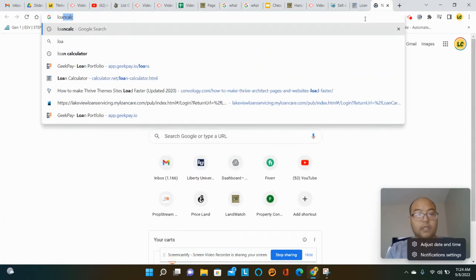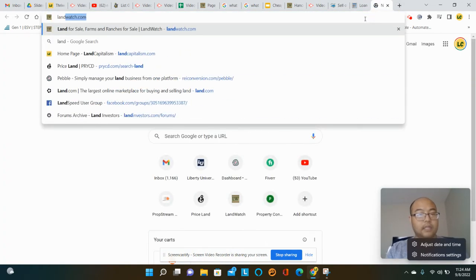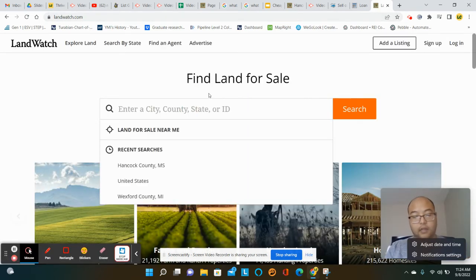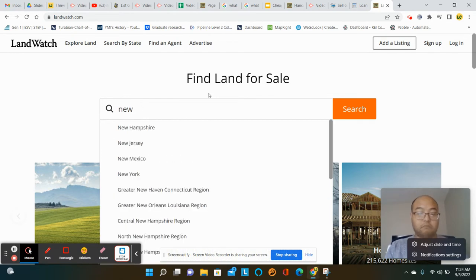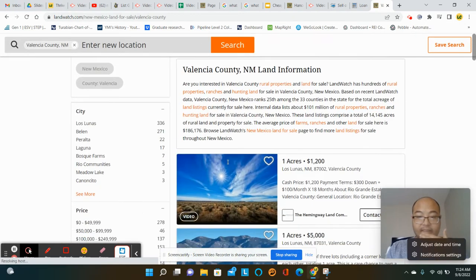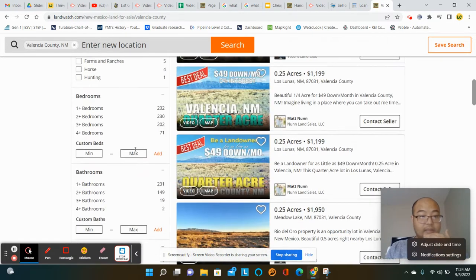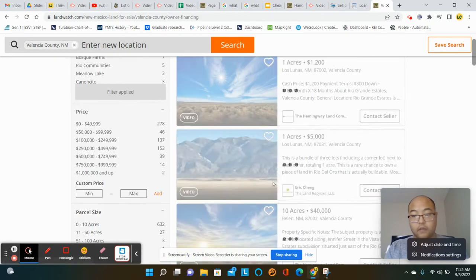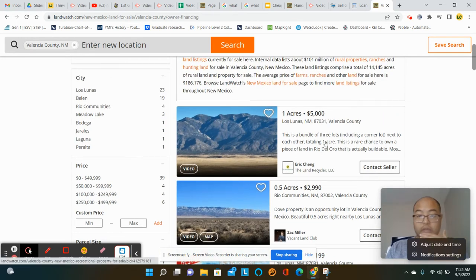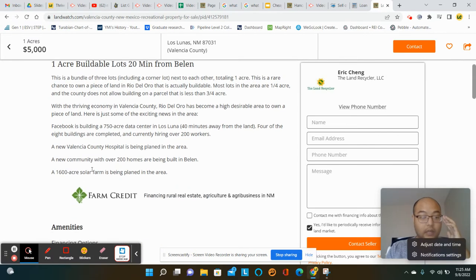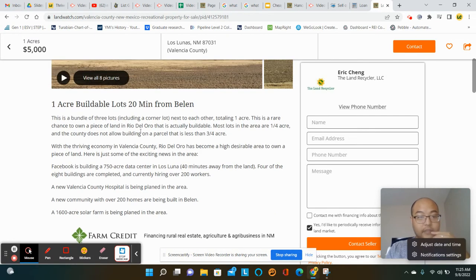Let's look at some deals with land. Let's go to Land Watch. Usually they'll have some owner financing deals. Let's just choose Valencia County, New Mexico. Let's put here owner financing. Okay, so here's Eric Chang, 1 acre, 5,000. He picked it up for $1,000, $2,000. So he's selling it 5,000 for cash. He's not listing the terms for it over here.